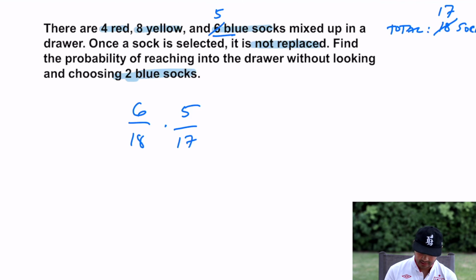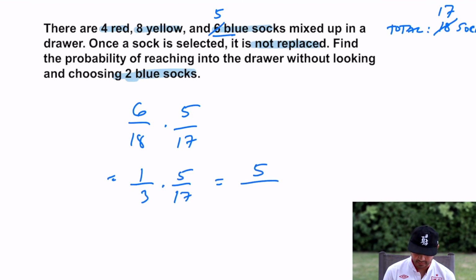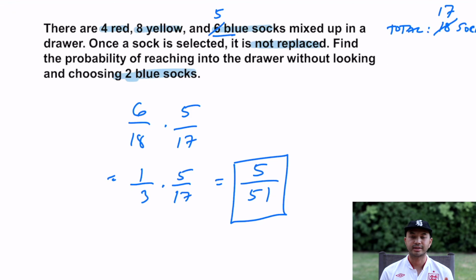And let's try to reduce this as much as possible. Okay, so this is going to be 5 out of 51. A 5 out of 51 chance that you go in there, you pick one blue sock, put it aside, and pick another blue sock. All right, so hopefully this was helpful on understanding the probability of independent and dependent events.